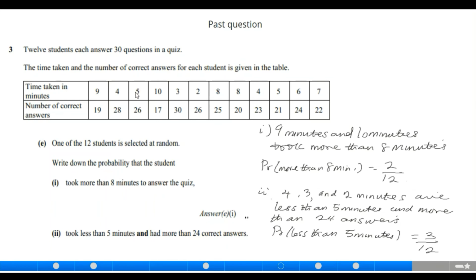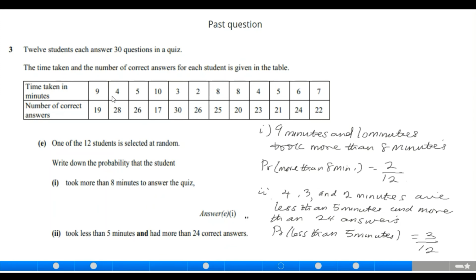That is 3, 4, and we have less than 8. Okay, we have 4, we have 3, and we have 2 less than 5 minutes. So that's going to be 1 plus 1 plus 1. That is 3, right? So by the time we add them together, that is 4, 3, and 2.